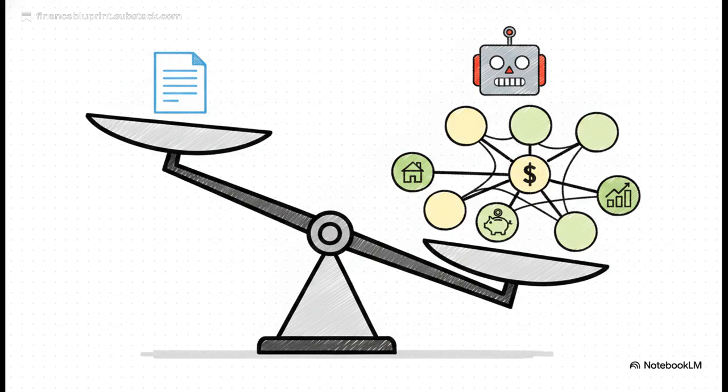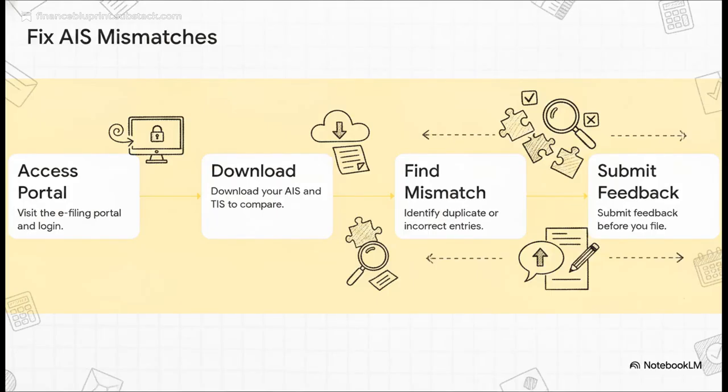No questions asked. So, what happens if you spot a mismatch, like maybe a duplicate entry or the wrong TDS credit? Don't panic. The system has errors sometimes. Maybe TDS got credited at the wrong PAN or a transaction got recorded twice.